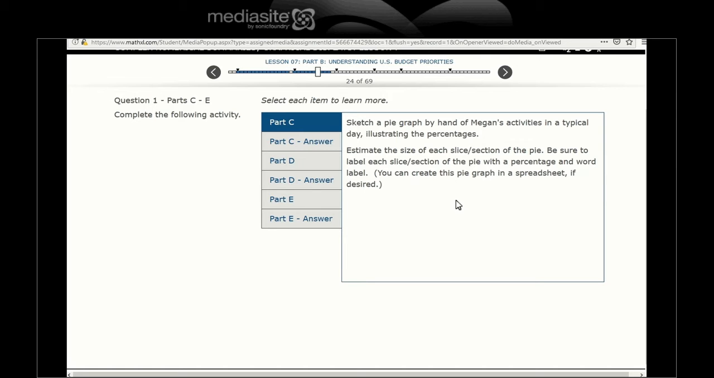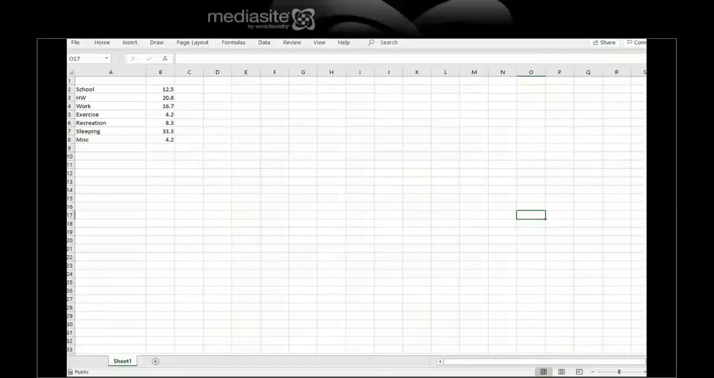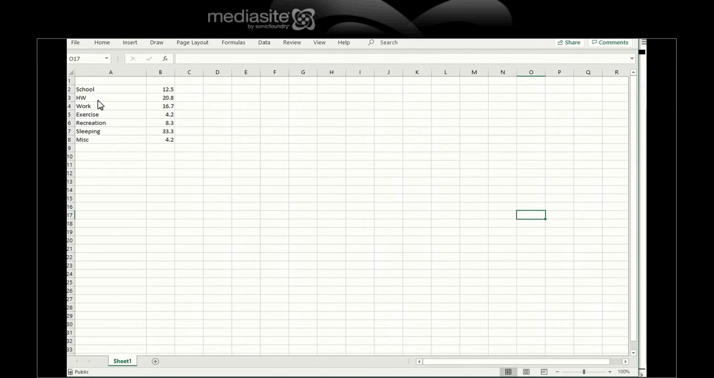So I'm going to use Excel. But I kind of preload a little bit. So here we have school, homework, work, exercise, recreation, sleeping, and miscellaneous. And basically we got the 12.5, 20.8, 16.7, these are percentages.